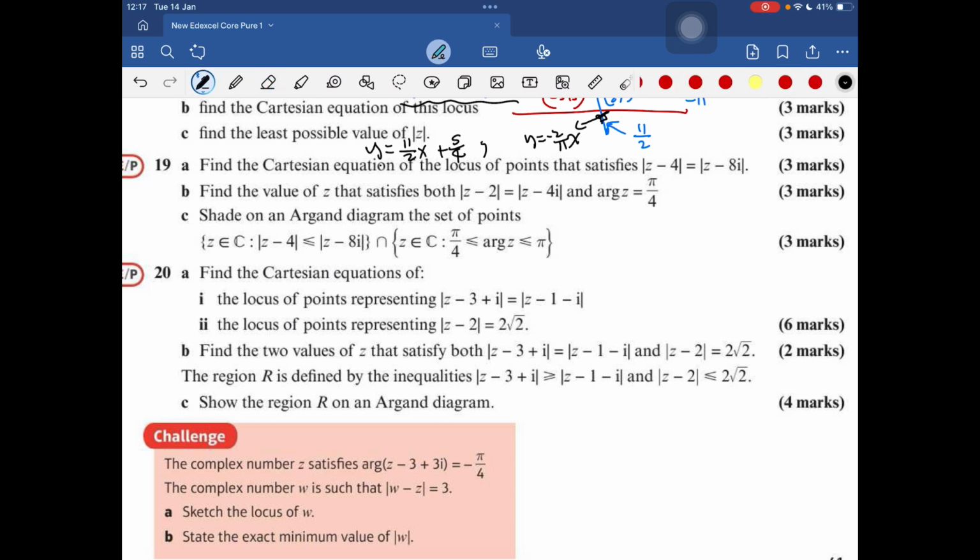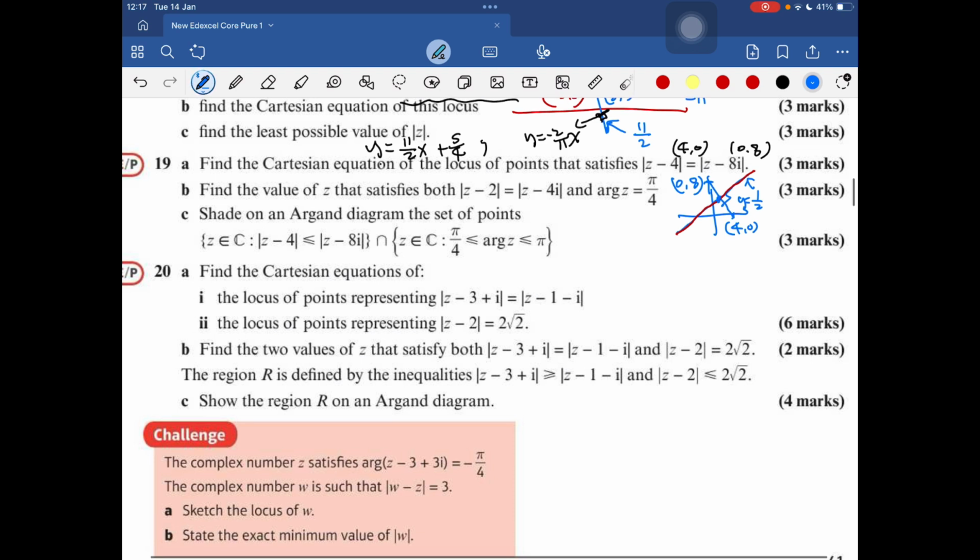Cartesian equation of locus. So again, 4, 0, 0, 8. So the bisector line equation. So we are looking for this equation, this red one. So now the slope of the blue line is negative 2. Therefore, this one is 1 over 2. So y equals 1 over 2 x minus 2 plus 4, and the midpoint is 2, 4.